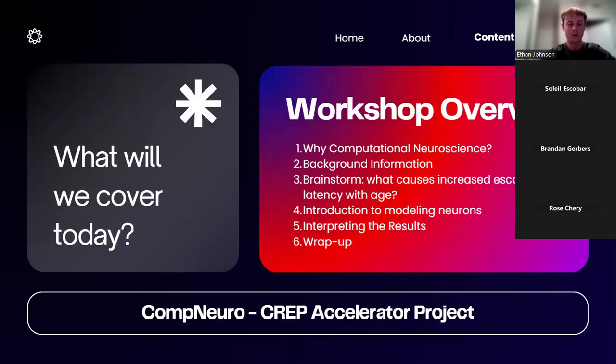So we'll again go into the motivation of why we should even be taking a computational neuroscience approach to this problem. We'll be giving some background information for some terms that are used in the paper, and then we'll have a chance to brainstorm about potential things that could be changing. And then we will briefly touch on modeling with neurons, but that'll be for a future workshop. And then we'll talk about some of the results, and then we'll wrap up.